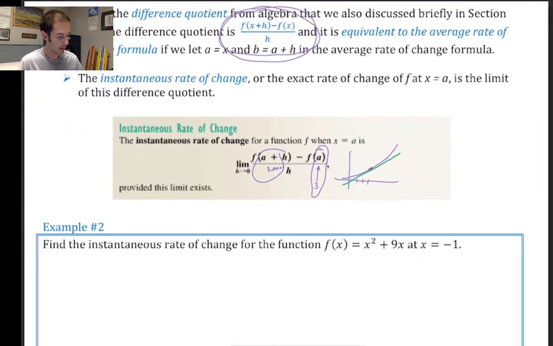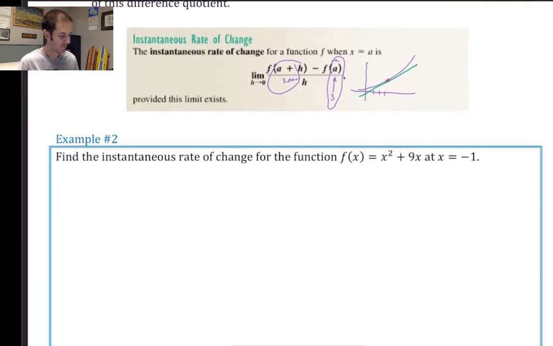So let's apply that in example number 2. We have our function here, and we're going to be looking for the instantaneous rate of change when x is equal to -1. So this is going to be our a value. But first, let's just calculate the difference quotient. So we have f of a plus h. Well, let's make the a into a -1. Let's just do it right away.